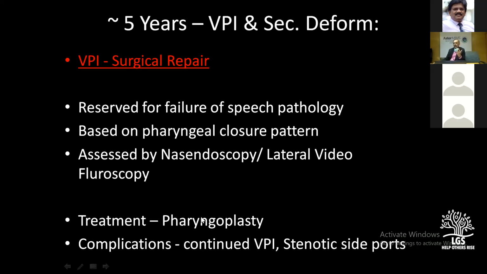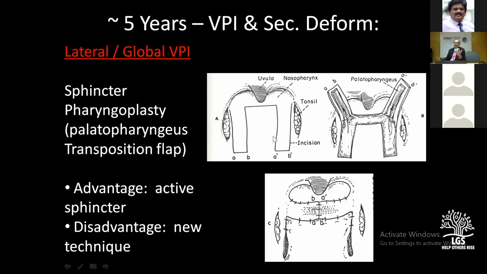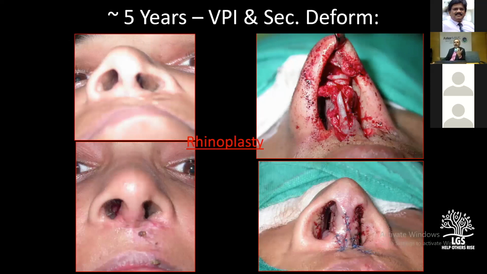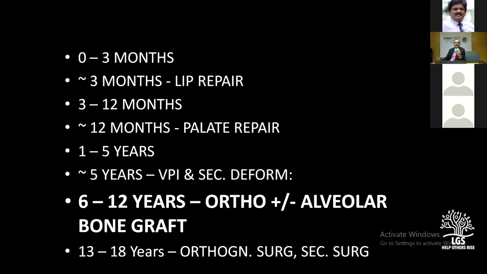There we are. It can be a midline pharyngoplasty, the pharyngeal flap, or we can have a lateral sphincter pharyngoplasty. Again, we don't have time to go into that in detail, but these are the principles. And if the child has a visible problem of the lip or the nose, you do an appropriate lip revision and a nose revision at that time to make sure the child looks good and proper. So that is what is done at around 5 years. The speech, the hearing, and the external deformities are all corrected, and the child goes to school as near normal as possible. The emotional scars are minimized as much as possible.